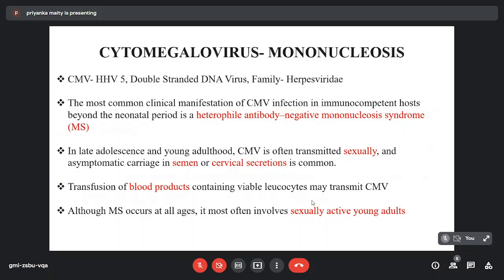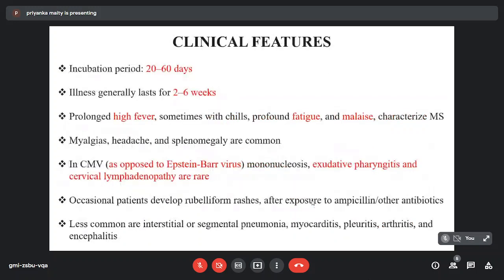Although mononucleosis syndrome occurs at all ages, it most often involves sexually active young adults. The incubation period of CMV mononucleosis is 20 to 60 days. Illness generally lasts for 2 to 6 weeks. It is characterized by prolonged high fever, sometimes with chills, profound fatigue and malaise. Myalgias, headache and splenomegaly are common.